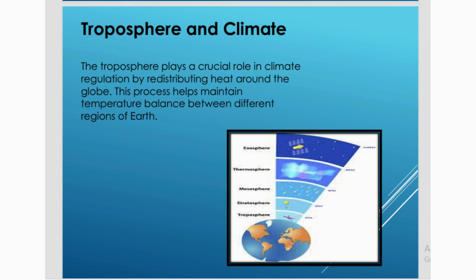So the troposphere and climate: it plays a crucial role in climate regulation by redistributing heat around the globe. This process helps to maintain the temperature balance between the different regions of the Earth.